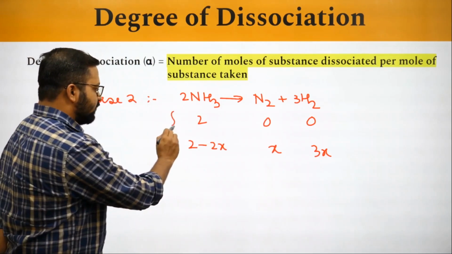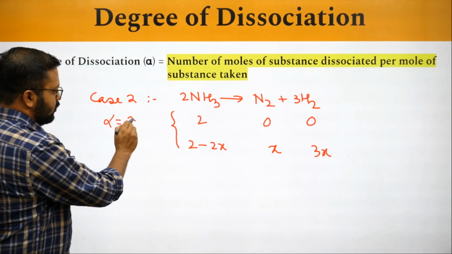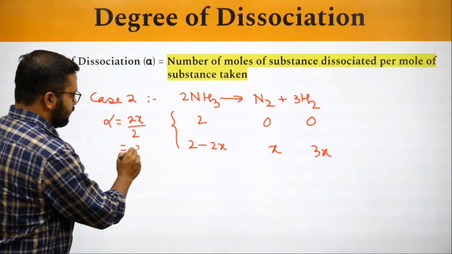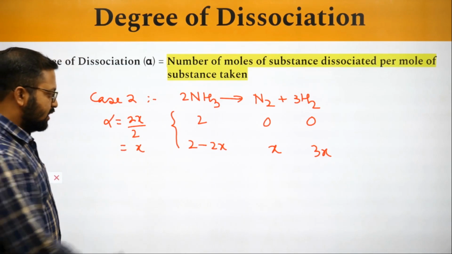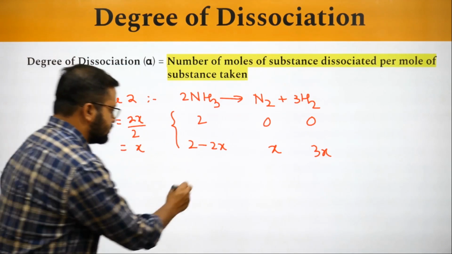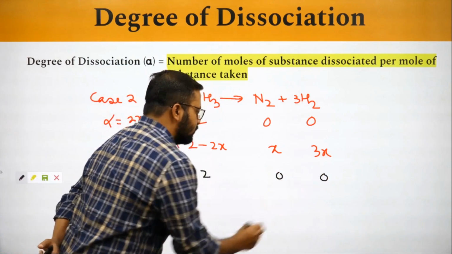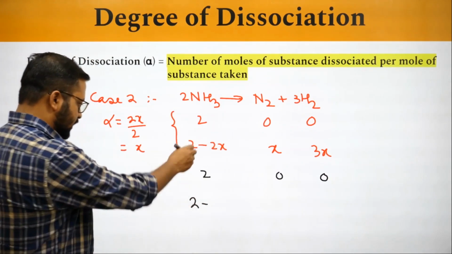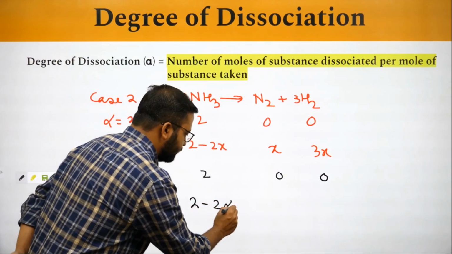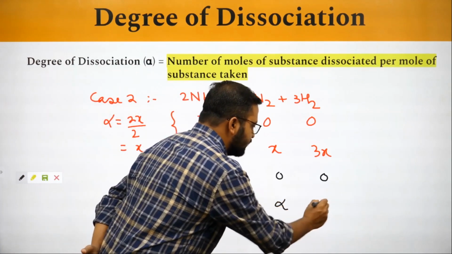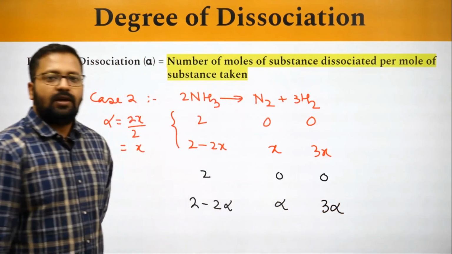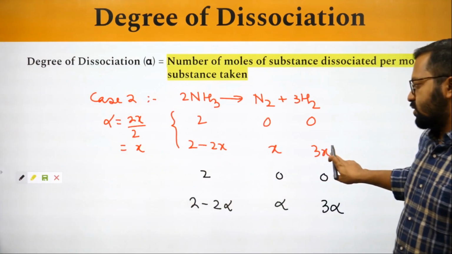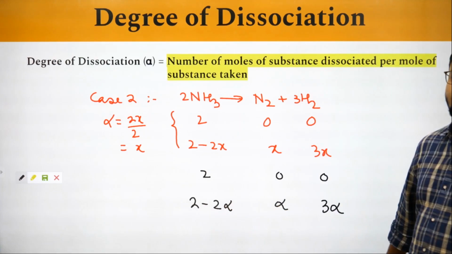Okay, what will be value of alpha? 2x is dissociated for how many moles? 2 moles, so it will be x. Okay, so somebody wishes to write it like this: 2 0 0, and wants to express x in terms of alpha, so can be written as 2 alpha, alpha, 3 alpha. Both of these expressions are correct. Somebody who is writing it like this is also correct. Somebody who is writing it like this is also correct.